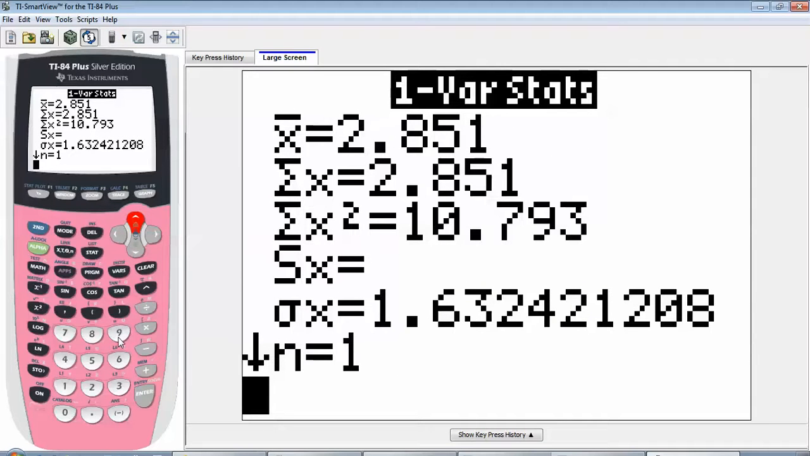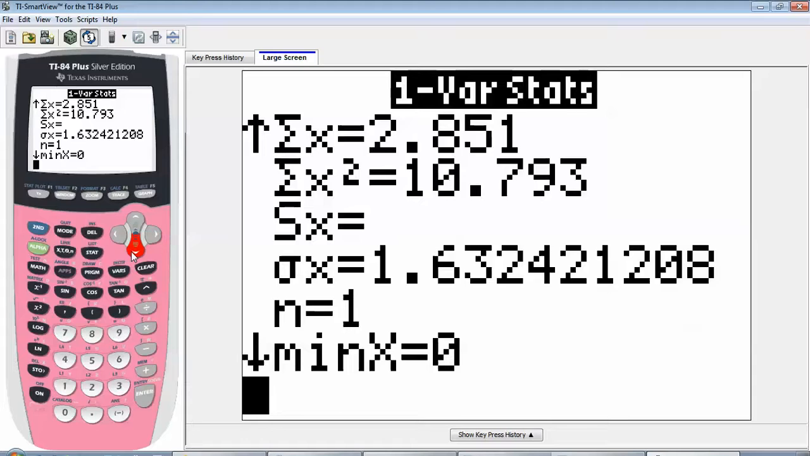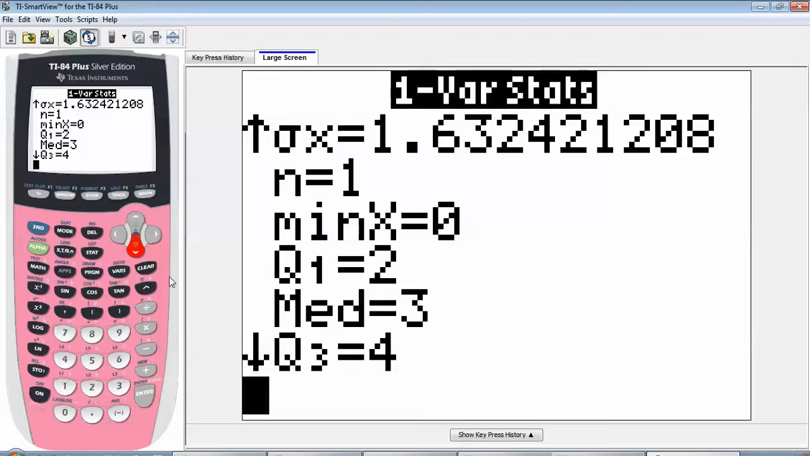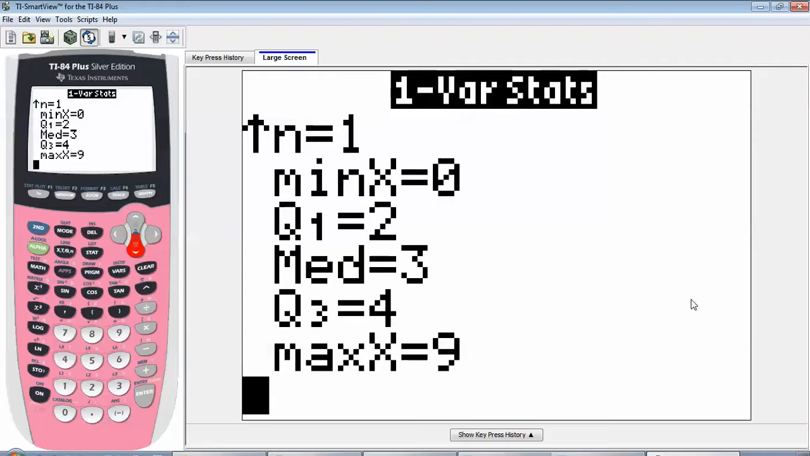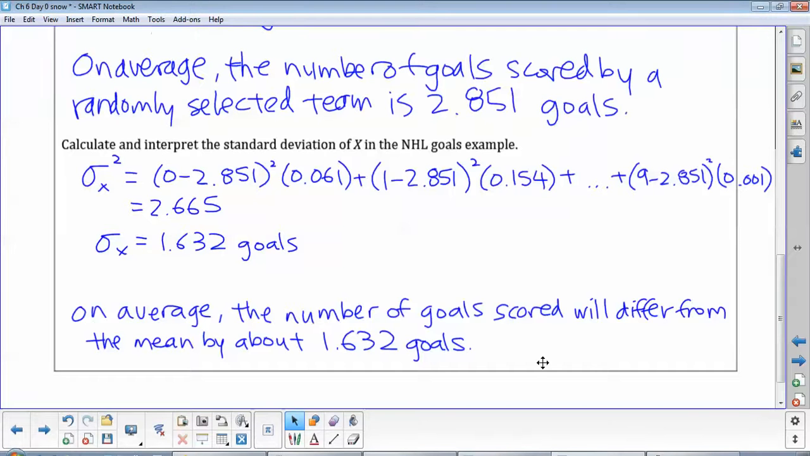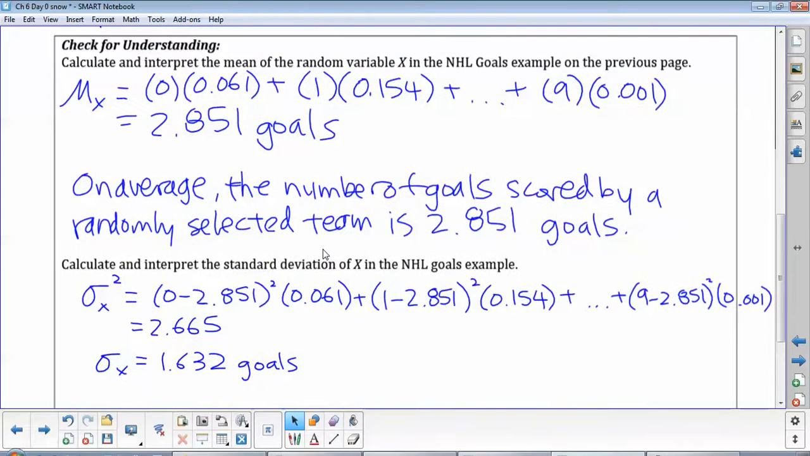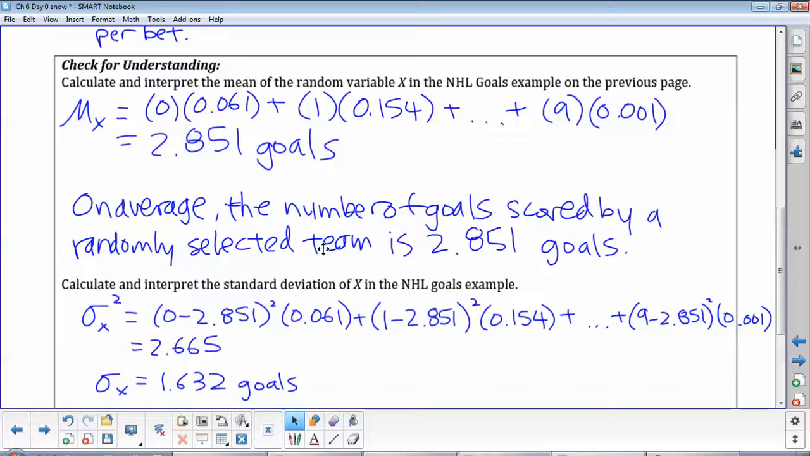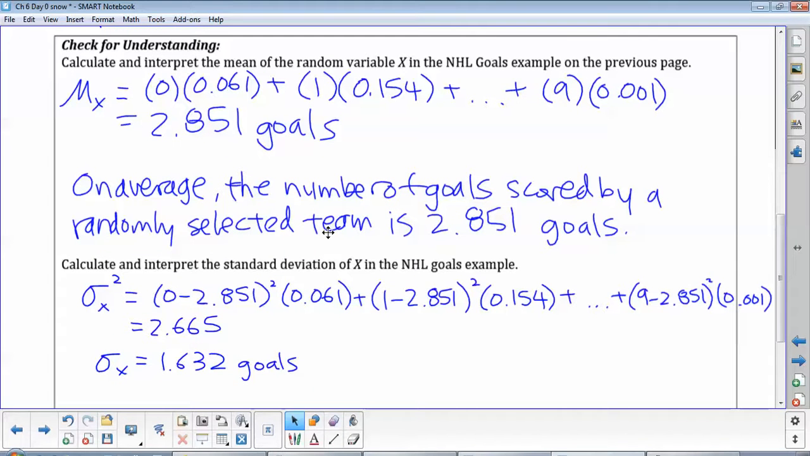But if you wanted to find out where the 25th percentile is, that's going to be your first quartile. The 50th percentile would be 3, and so on. So, I hope it's clear how much work you're expected to show, and also how I actually do it on the calculator. If it's not clear, you might want to rewind and watch that part again just so you're clear.